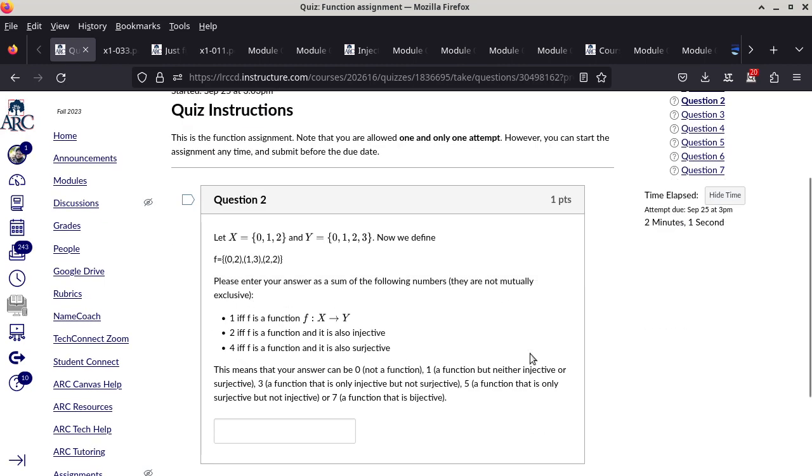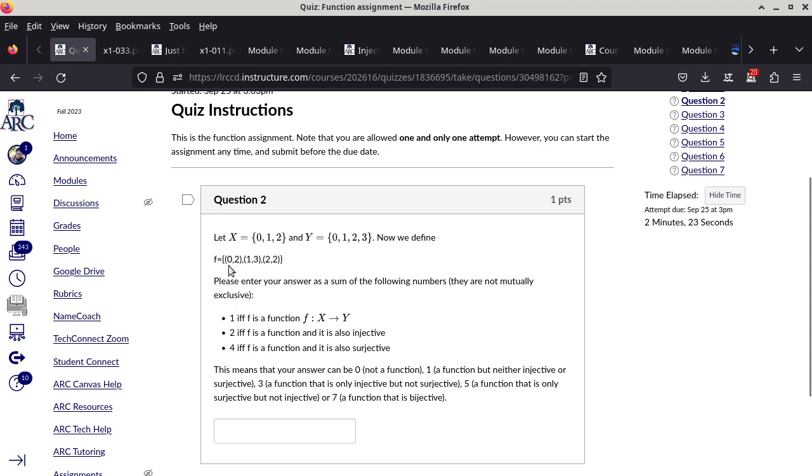All right, so with this one, we have the domain being 0, 1, 2 as a set, and then the codomain being 0, 1, 2, 3 as a set. And then the function is 0, 2, 1, 3, 2, 2. It is a function because we can see that 0, 1, 2 from the domain, each one maps to one and only one element in the codomain.